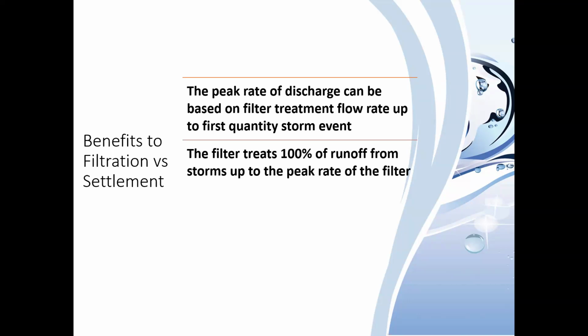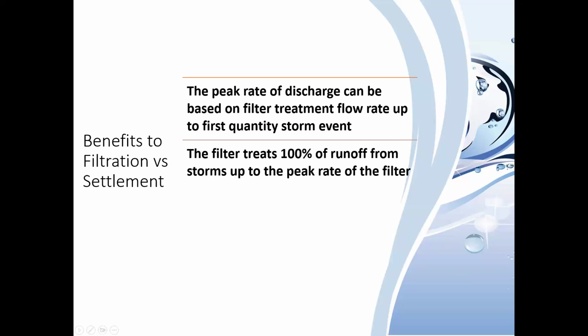And so if all of our treatment is based on ponding to allow for settlement and we get no ponding, then what kind of treatment do we get? Basically none, right? And so with a filter, all that water has got to go through the filter before it can get discharged. So you're treating the small storms. And then if you can design your filter to handle a higher flow rate, let's say up to the 2-year storm, now you're treating up to that 2 years.